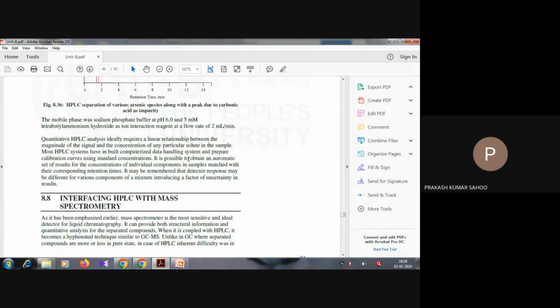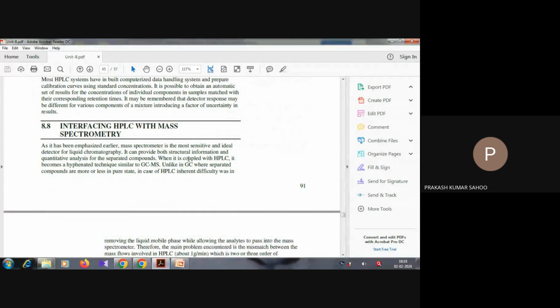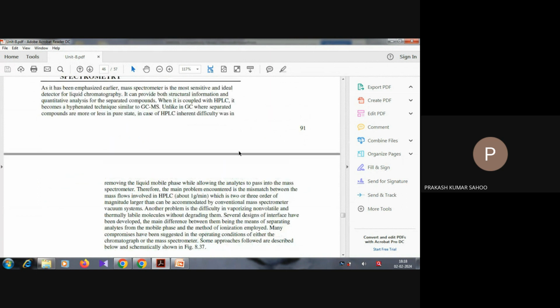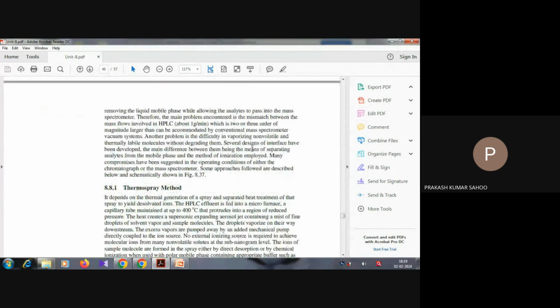Then with the interfacing of HPLC with mass spectroscopy, that is your HPLC-MS, this is a very advanced version of your HPLC to detect the unknown component in a mixture in a very short period of time. The analysis is very fast.